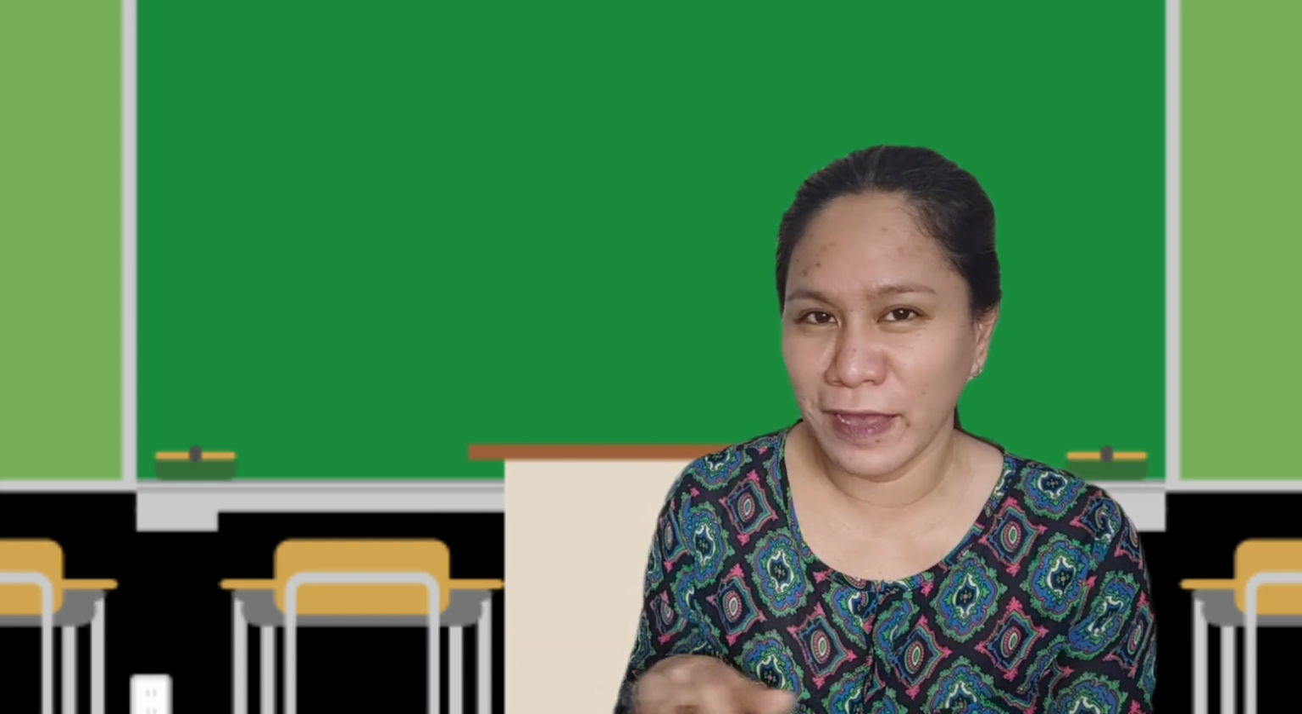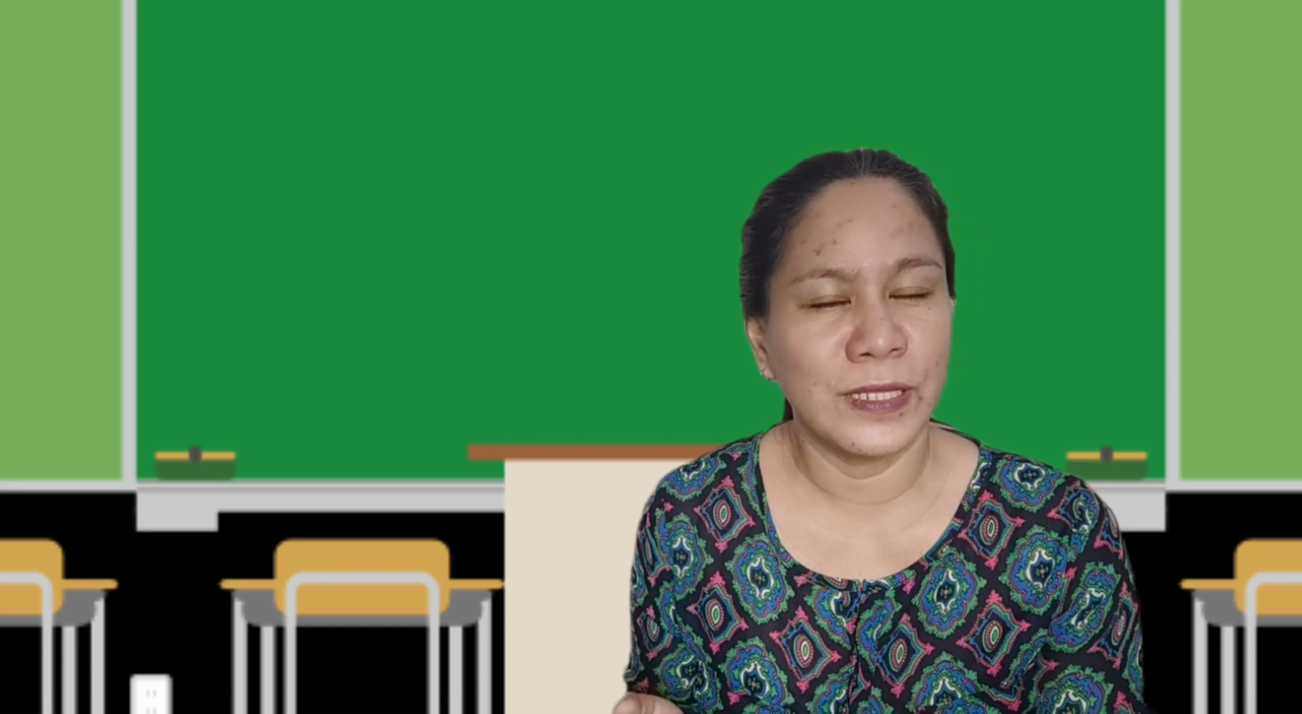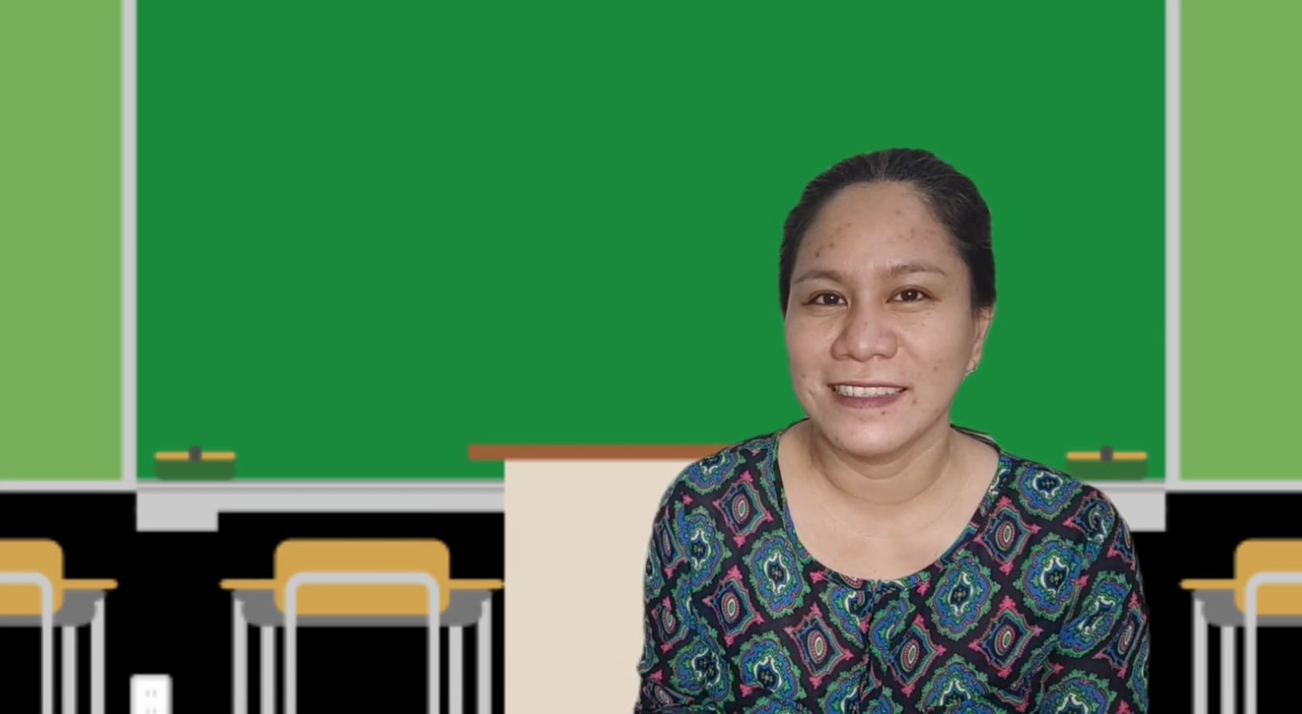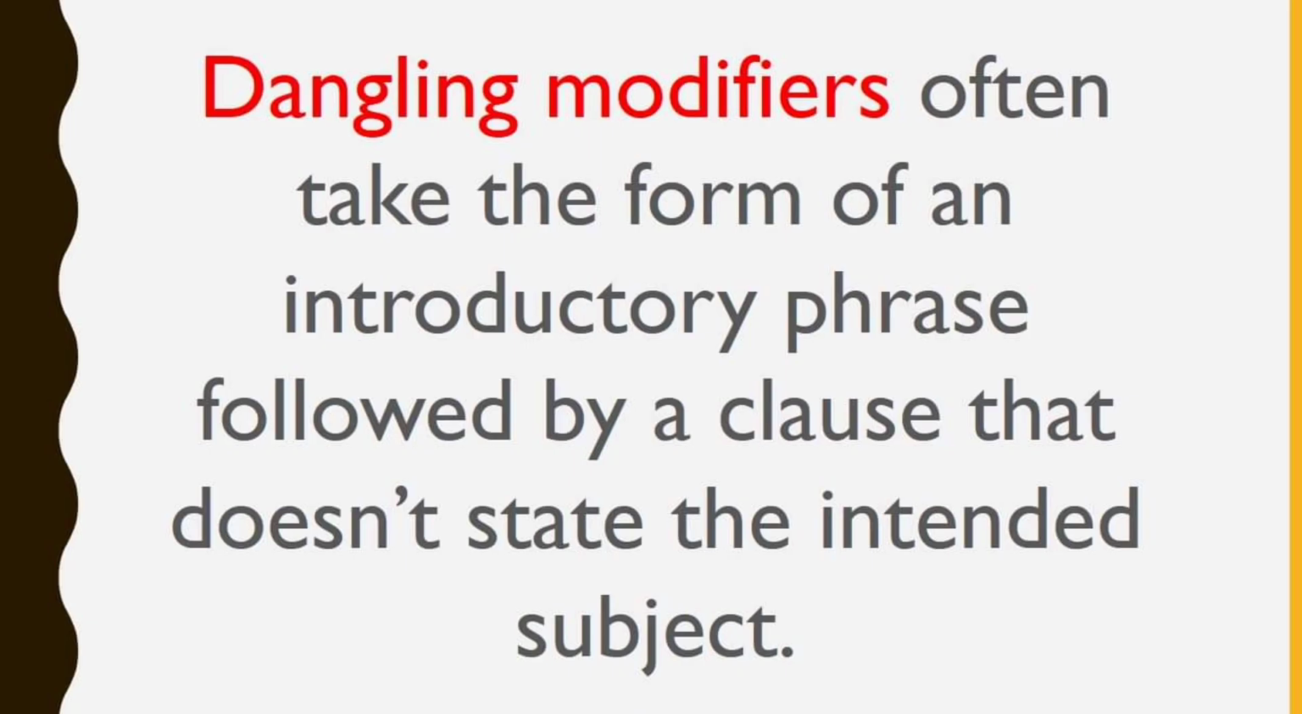If a misplaced modifier is a modifier that is placed somewhere else in the sentence where it should not be, a dangling modifier is a little more tricky because you cannot find what is being modified in the sentence. We call that dangling modifier. A dangling modifier occurs when the subject or a modifier is missing from the sentence. Dangling modifiers often take the form of an introductory phrase followed by a clause that doesn't state the intended subject.